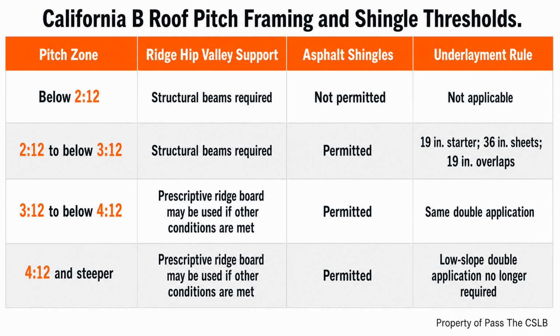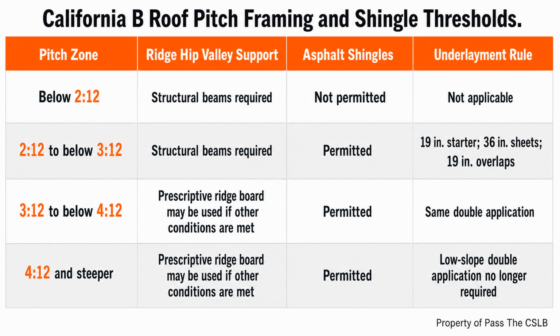That chart also shows why memorizing only one number is risky. 3 and 12 controls the structural framing threshold discussed in the residential code. 2 and 12 controls the absolute minimum slope for asphalt shingles. 4 and 12 marks the upper edge of the special double underlayment range for asphalt shingles. I keep those numbers in order as structure at 3, shingles start at 2, and standard underlayment returns at 4. The words matter as much as the numbers because each threshold answers a different field question.